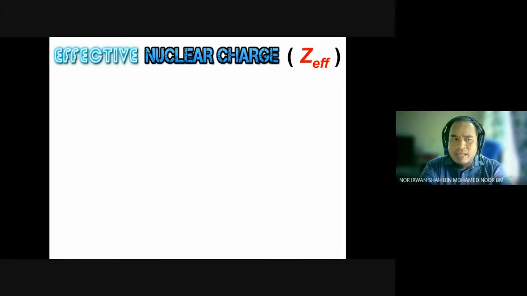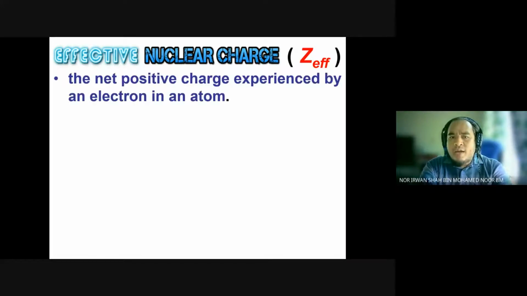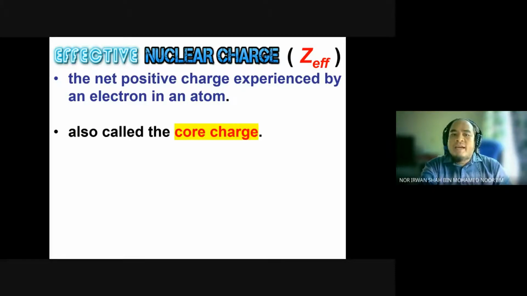Okay, in terms of the definition guys, so what is effective nuclear charge and what makes effective nuclear charge different from nuclear charge, right? So effective nuclear charge is defined as the net positive charge, bersih. Maksudnya charge positif bersih experienced by an electron in an atom. Okay, seterusnya guys, kalau guys nak tahu, effective nuclear charge juga dikenali sebagai core charge. Core, teras, charge teras ataupun core charge.